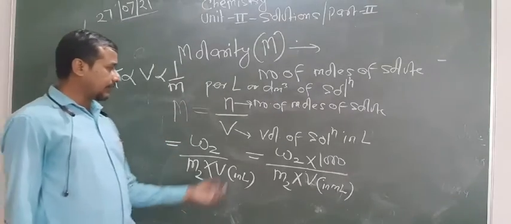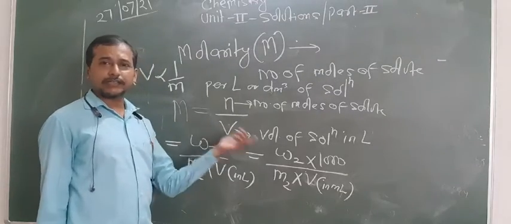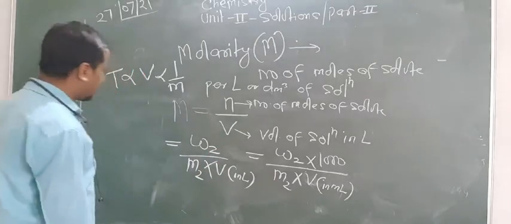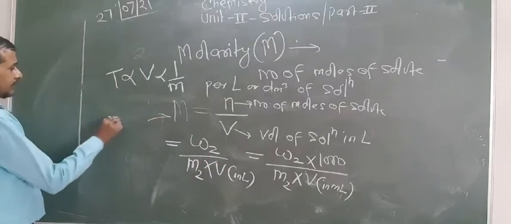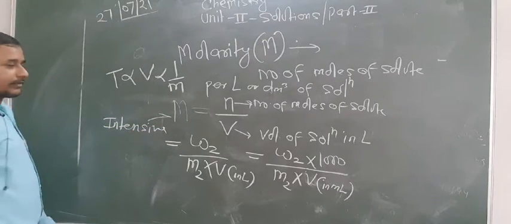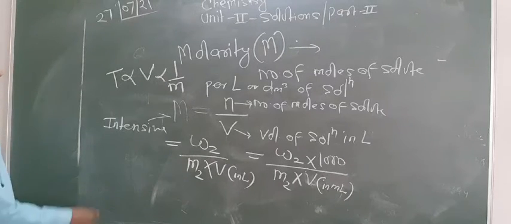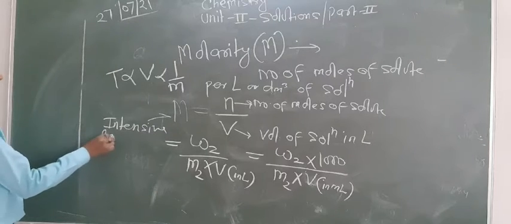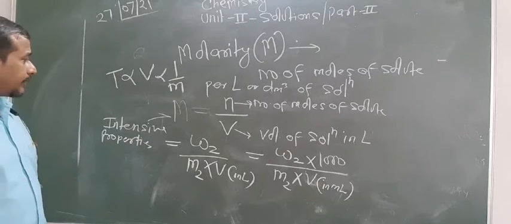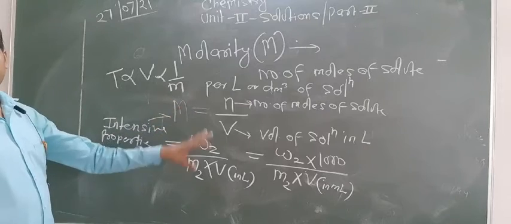One more question is asked: if you dilute the solution, in that condition molarity also decreases. So this is a temperature dependent quantity. One more thing you have to know, that molarity is an intensive property. This type of property we study in thermodynamics, chapter 5, chapter 6. So what is the meaning of intensive property? Intensive property means basically the property which is independent of amount.